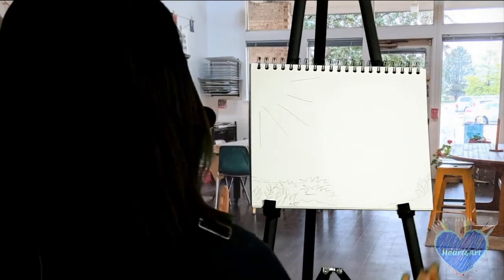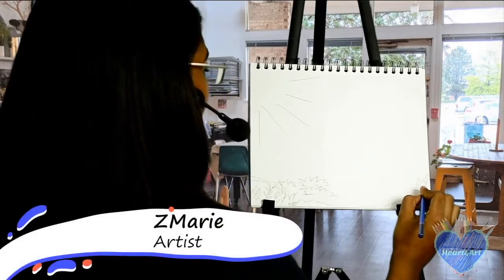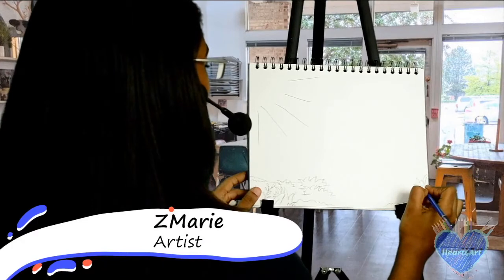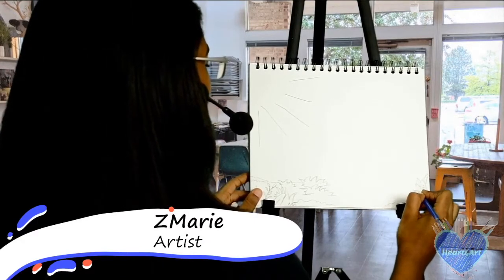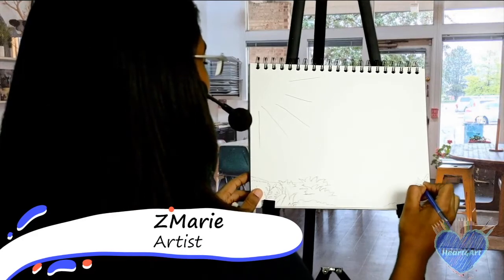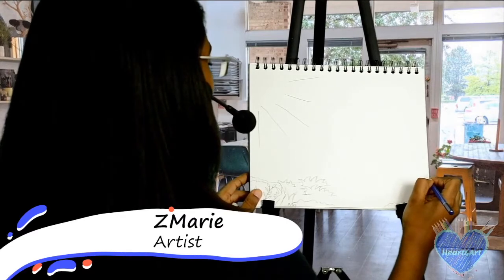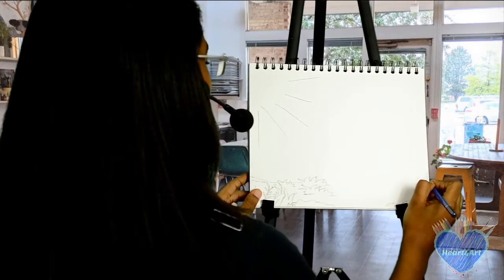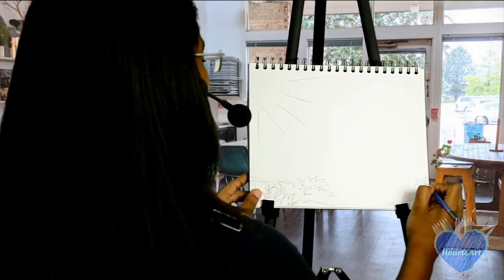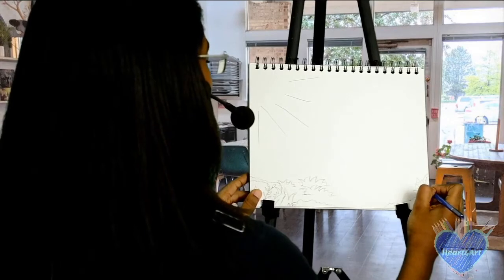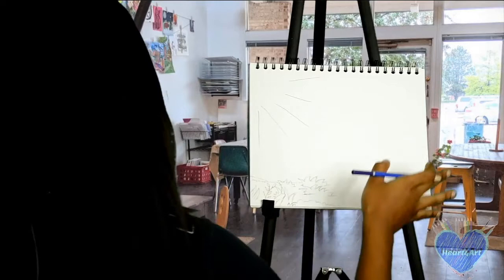Okay, and if you want to add a few more, just to add a little bit more detail, you can. Then we're going to add a little bit more detail to our leaves. A few little lines throughout it. Okay, and I'm going to add one more right in here, just because there's a gap. Okay, so that gives us our basic leaves over there.